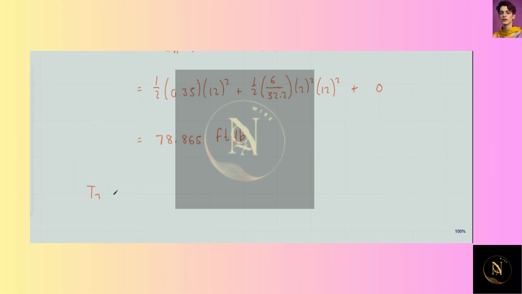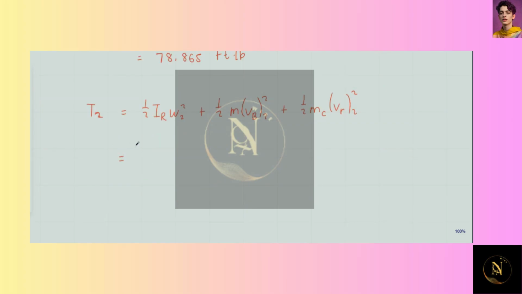Now we'll do the same for position 2. So in position 2, kinetic energy is T2, and this is a half I_R omega 2 squared plus a half M V_B in position 2 squared plus a half M_C V_R in position 2 squared.